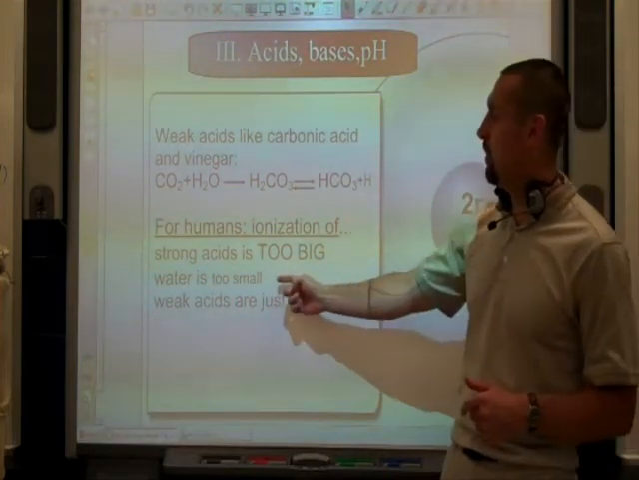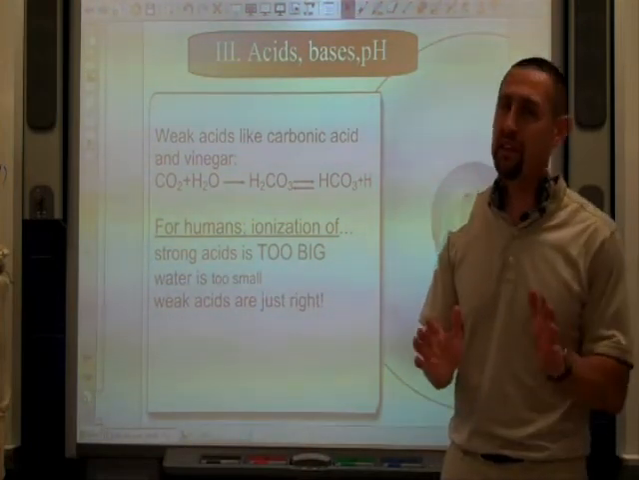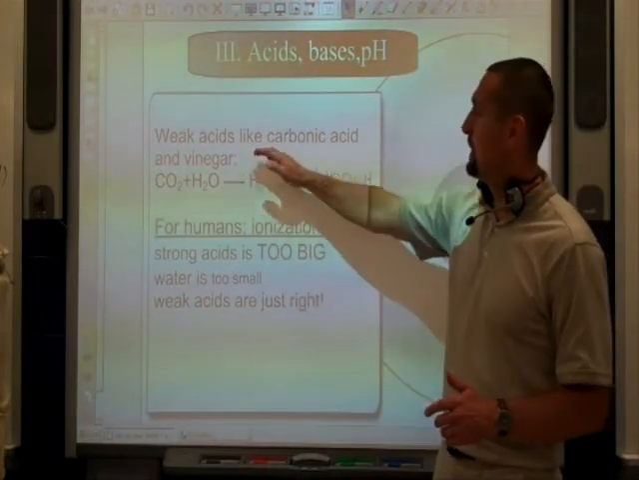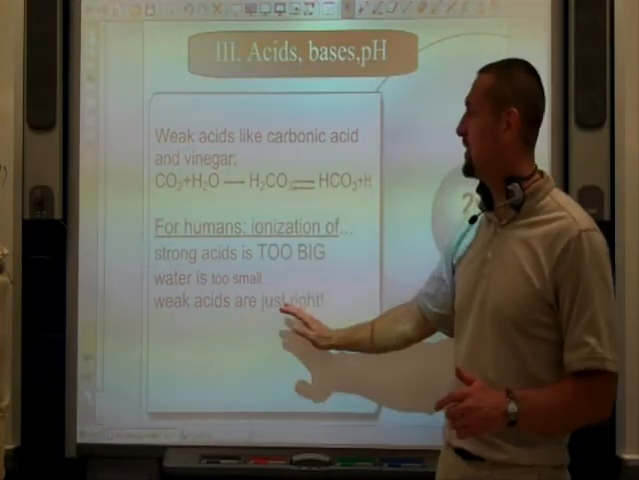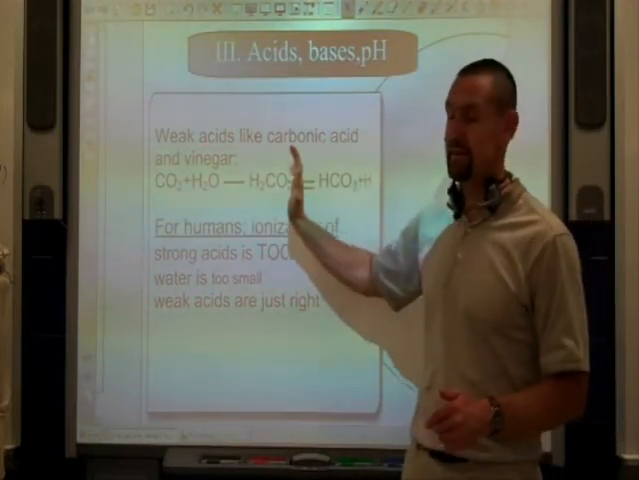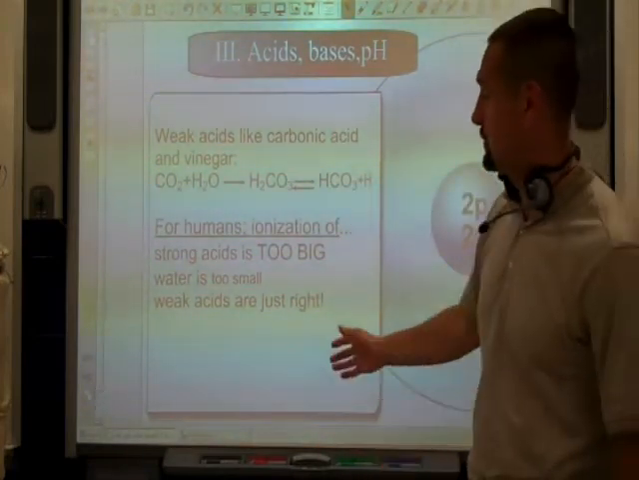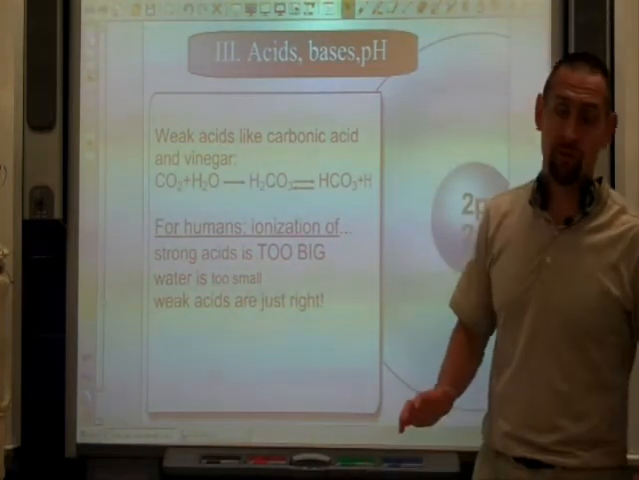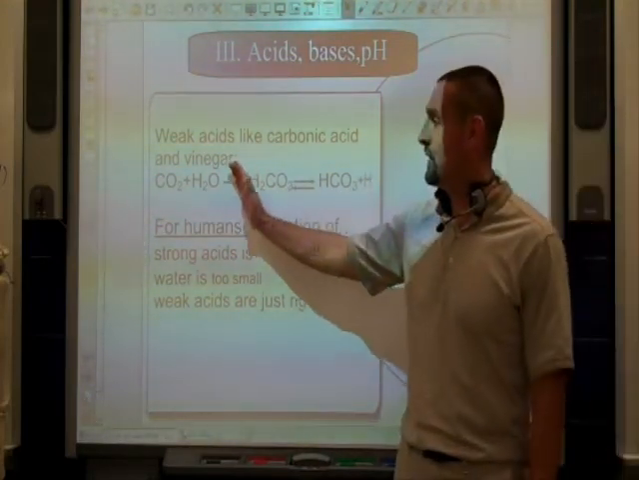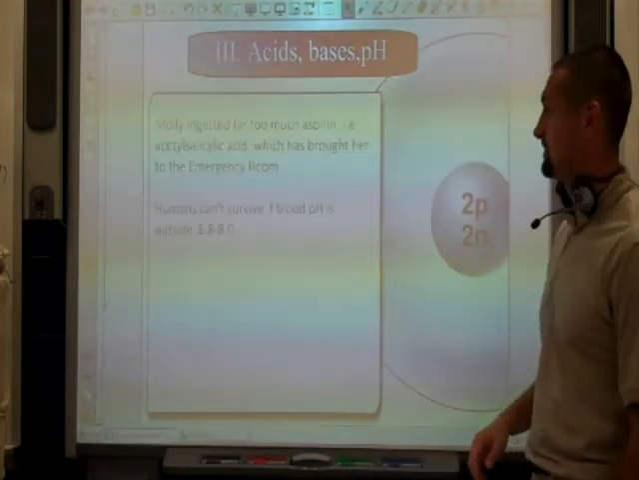If we have small, weak acids like water, which is just about neutral, it's not enough. We need to be able to drive this reaction one way or the other. So weak acids like carbonic acid and vinegar are just enough to drive the reaction one way or the other, so our body can maintain homeostasis. If we get strong acid, it's too much. If the acids are too weak, like water, too small, too insignificant, we can't get the changes that we need. But so long as we're working with weak acids inside of our body, we can maintain homeostasis fairly well.